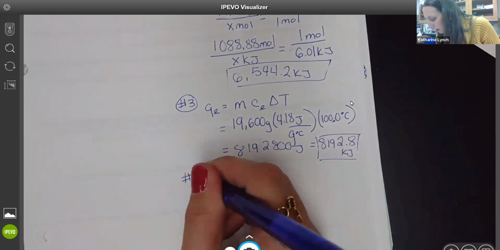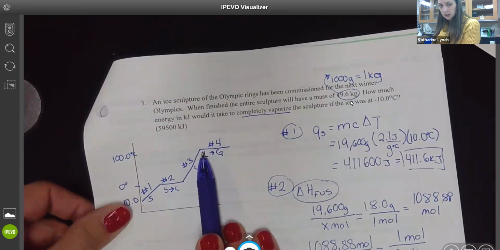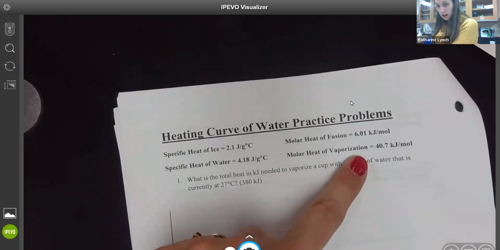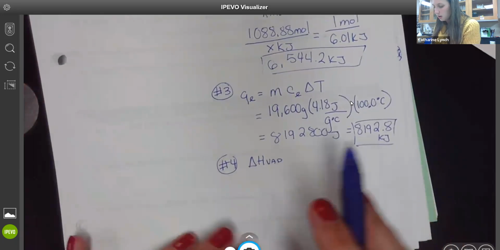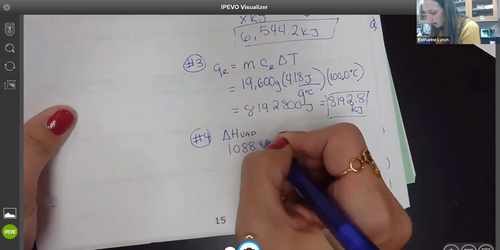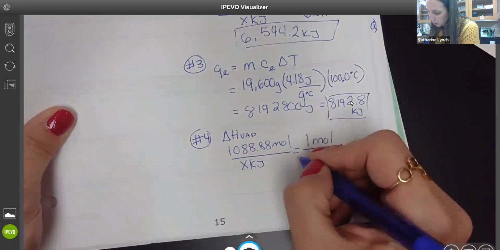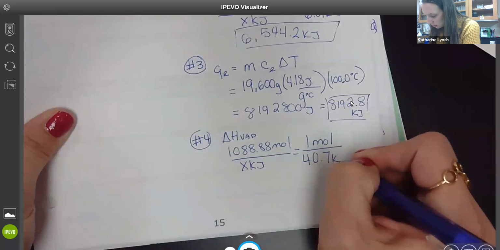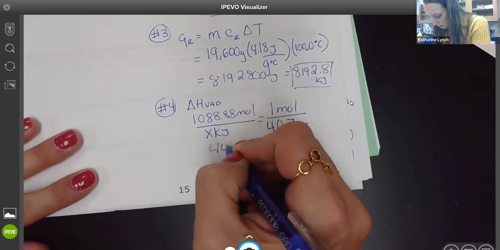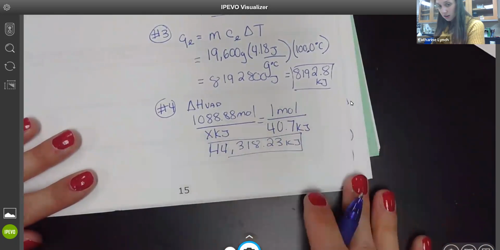Almost there. We're on to section 4. We're going to have to use the delta H of vaporization because I want to vaporize all 19.6 kilograms or 19,600 grams of water. It takes a lot of energy to vaporize, so it's going to be a big number. I already know my moles of water, so I don't need to do this step again. I'm going to take my 1,088.88 moles of water. If I had 1 mole of water, it would require 40.7 kilojoules of energy to vaporize. I'm going to multiply through, and I end up with a big number, 44,318.23 kilojoules of energy. That's a lot of energy.